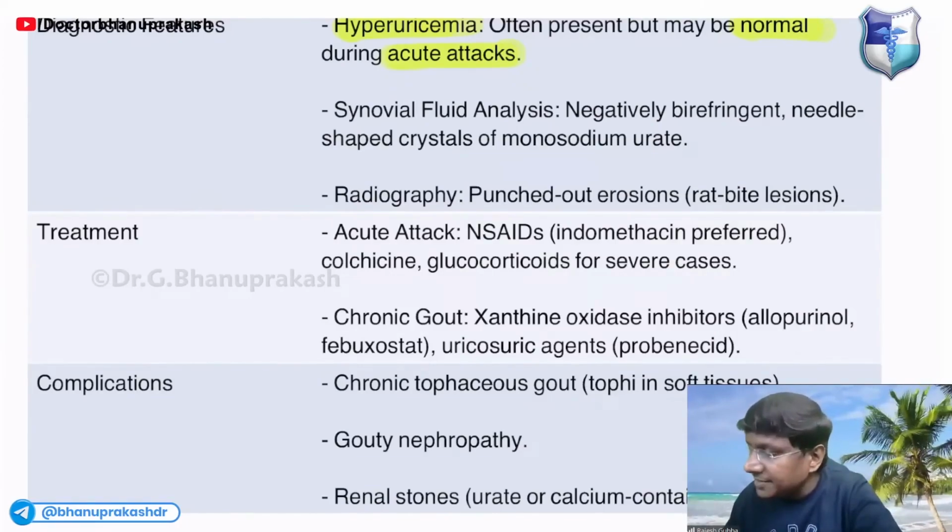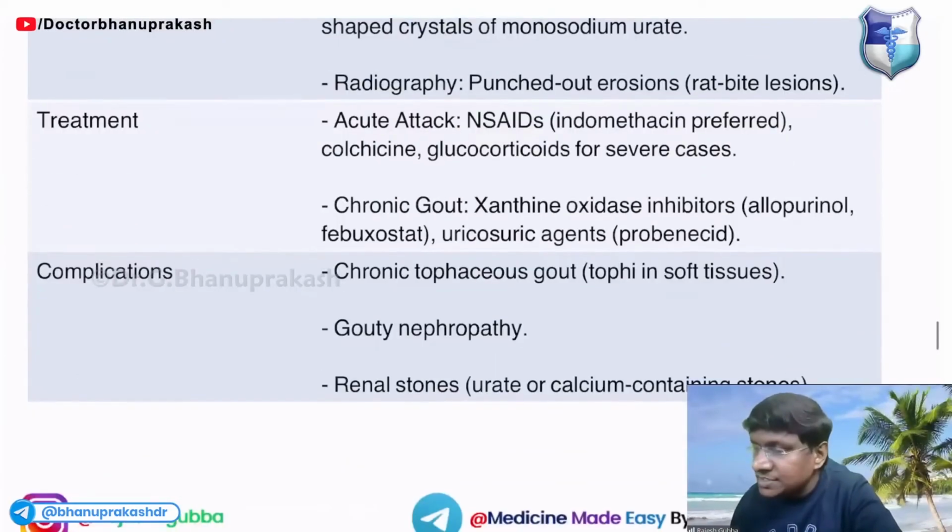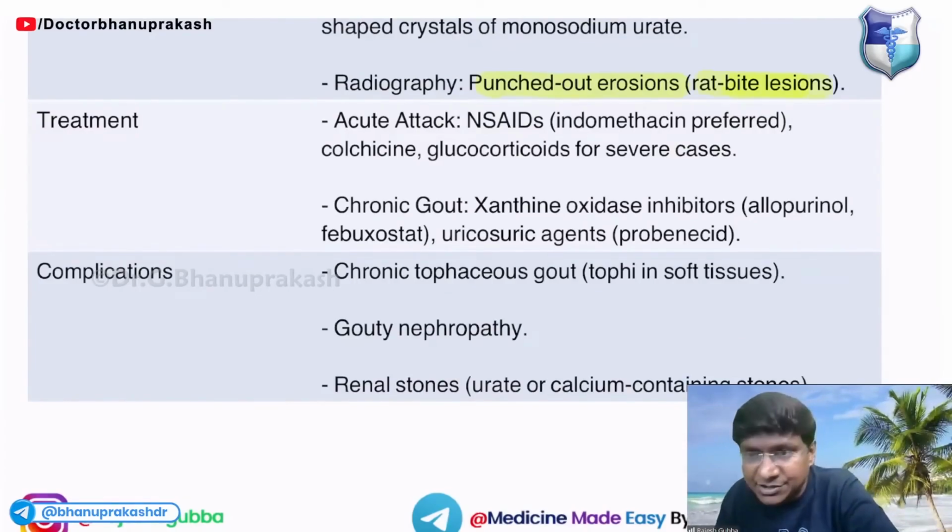And what is the confirmatory test? The confirmatory test is the synovial fluid analysis, where you have negatively birefringent, needle-shaped monosodium urate crystals. What will be the radiological imaging finding? There will be punched out erosions, which we describe as the rat bite lesions.